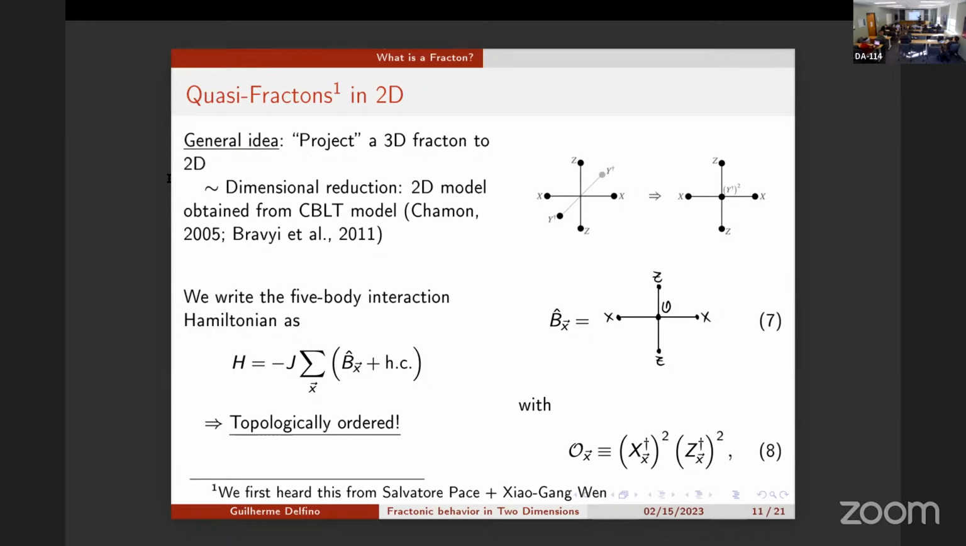So let's try to project it down to 2D by doing this. Let's just think, very naive idea. Let's just think of this third dimension as being squeezed down to a plane. So we think that this 3D actually lives just in a single layer in this two-dimensional system. So now we have this generalized plaquette, which is not just a four-body interaction, but it's a five-body interaction. So it's just written here.